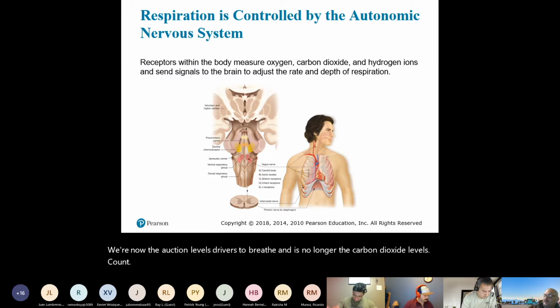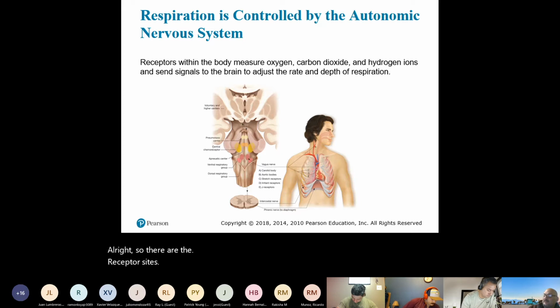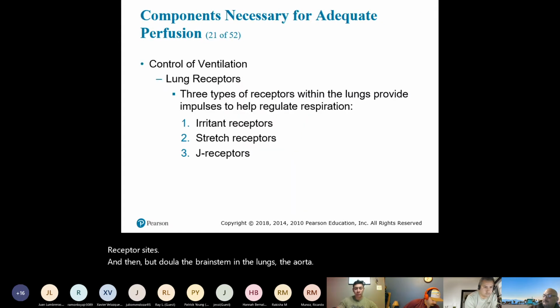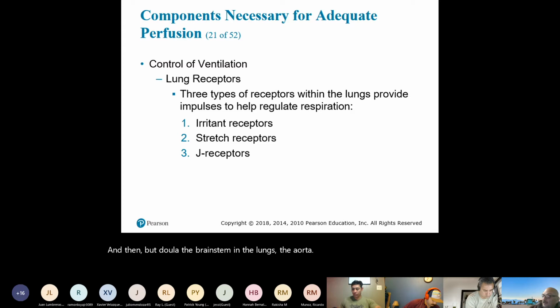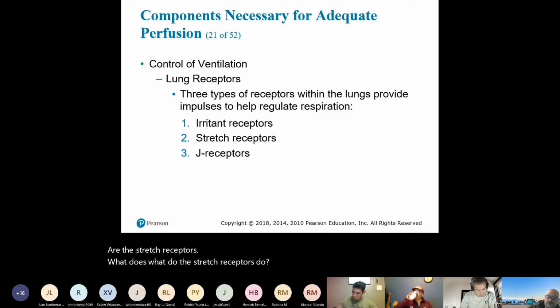All right. So there are receptor sites in the medulla, the brainstem, in the lungs, the aorta. The only receptors I'm really going to talk about are the stretch receptors. What do the stretch receptors do? Here's a hint. We take a breath in. When and why do we stop inhaling and start exhaling?